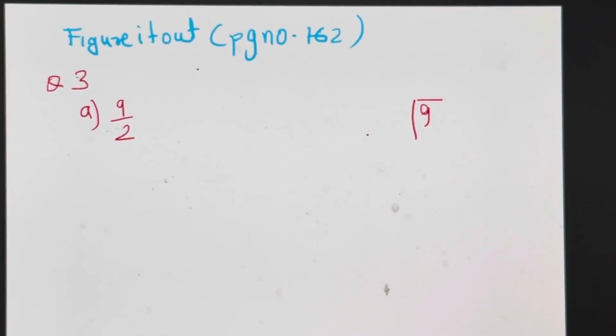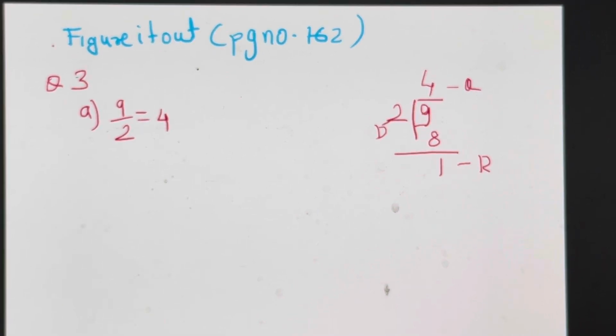Write this improper fraction in mixed form. So 9 divided by 2. 2 fours are 8. So you are getting 4 as the whole part, QRD. Remember Q, R, and this is D. So Q, R, D: 9 upon 2 is 4 and a half. Right? Then we go to the next question.